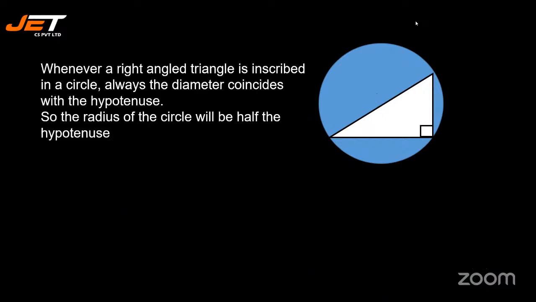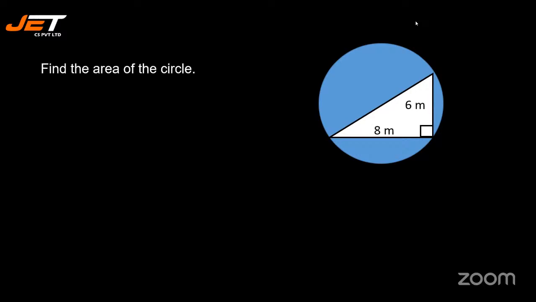Okay. So whenever a right-angled triangle is inscribed in a circle, always the diameter coincides with the hypotenuse. So the radius of the circle will be half the hypotenuse. Okay. So find the area of the circle.